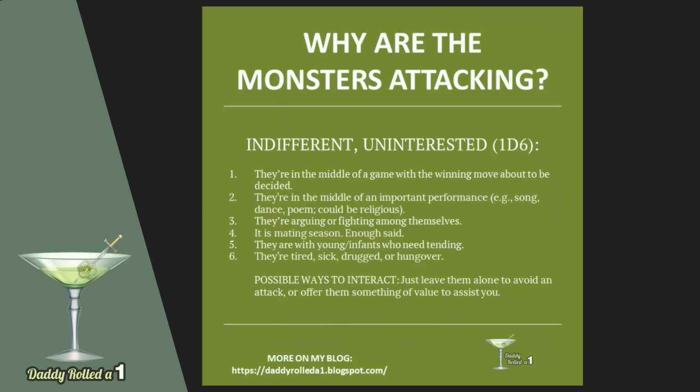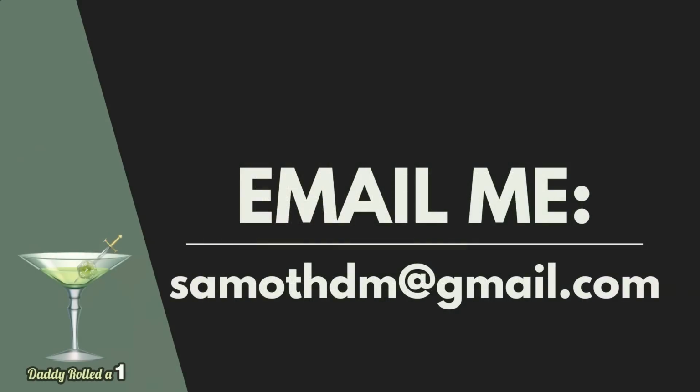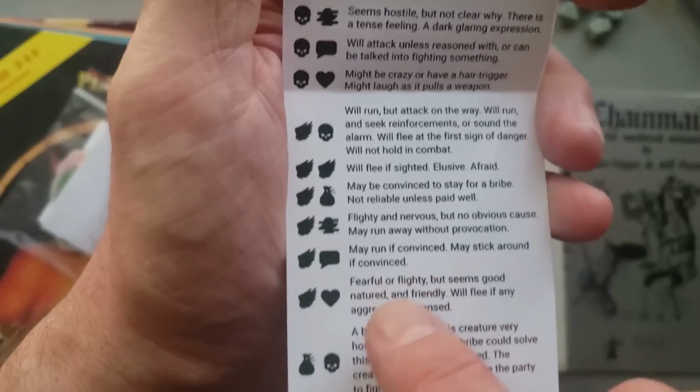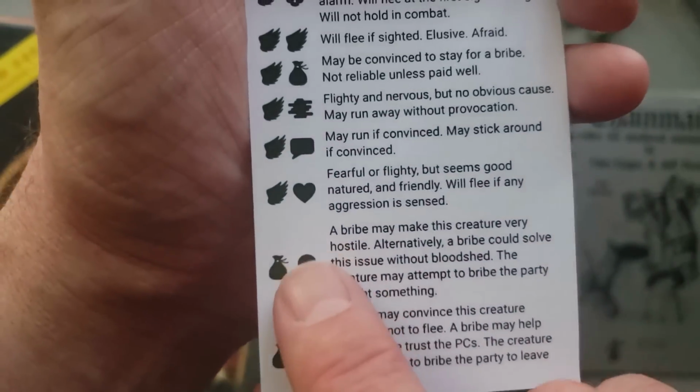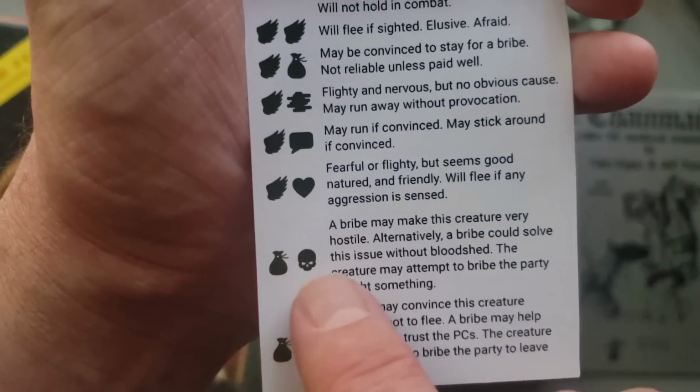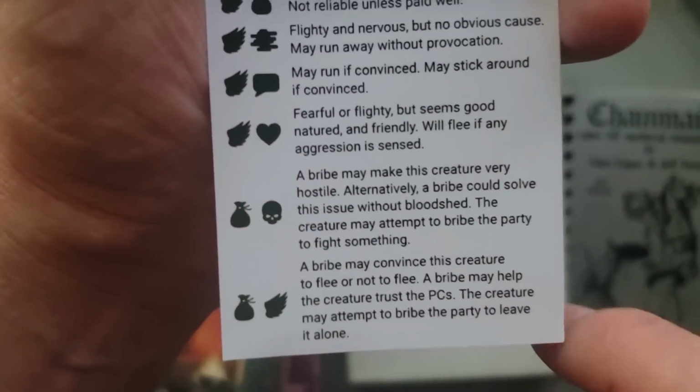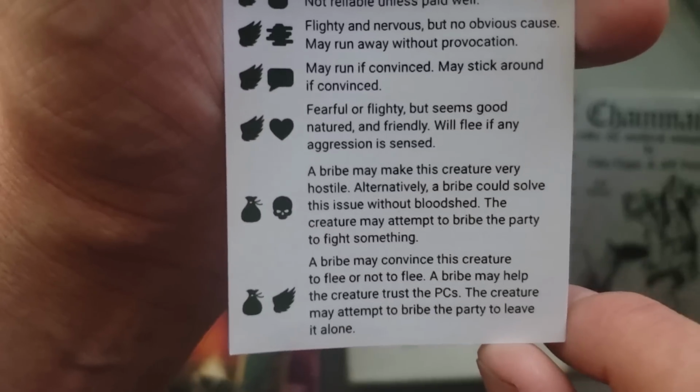And I have subtables that you can roll on. If you want those tables, just go ahead and send me an email and I'd be happy to send them to you. However, I'm going to be using this in my daughter's game because I really like how you can get these weird things. For example, if you've got a 3 and a 1, that's money bag, and then the skull, and it's say a bribe may make this creature very hostile.